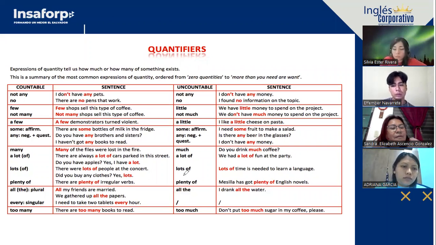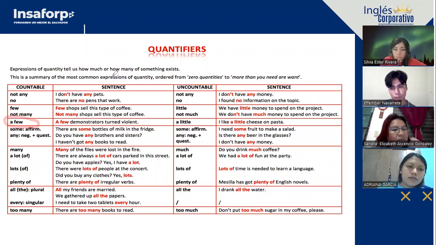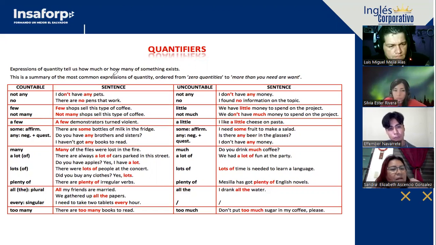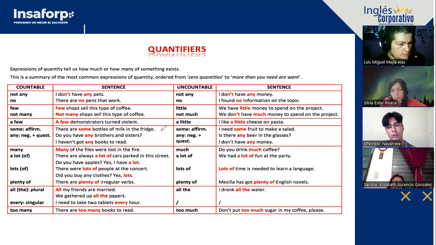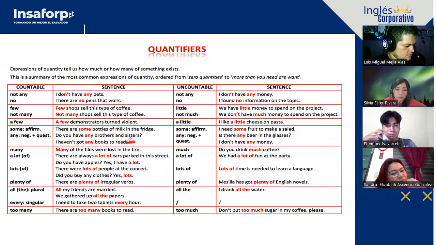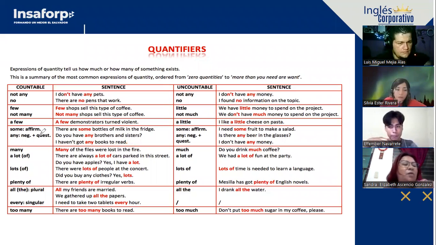Okay, Adriana. Continue with the second option, please. A few demonstrators turned violent. Okay. Awesome. You also have the last example, Sylvia. You have some, any, and I want you to read the examples. There are some bottles of milk in the fridge. Next. Do you have any brothers and sisters? I haven't got any books to read. Okay. Excellent. So there you have some examples of some and any.